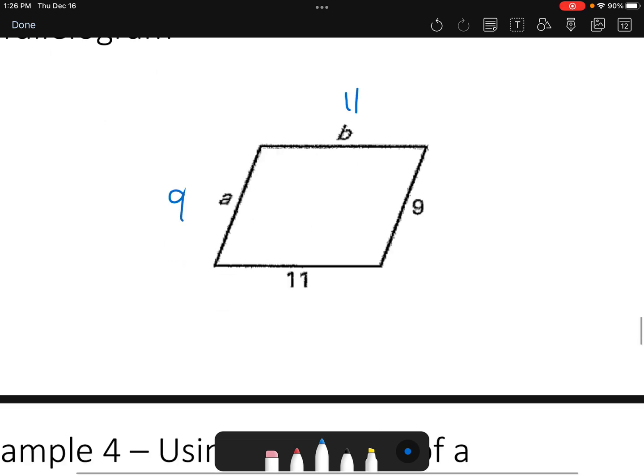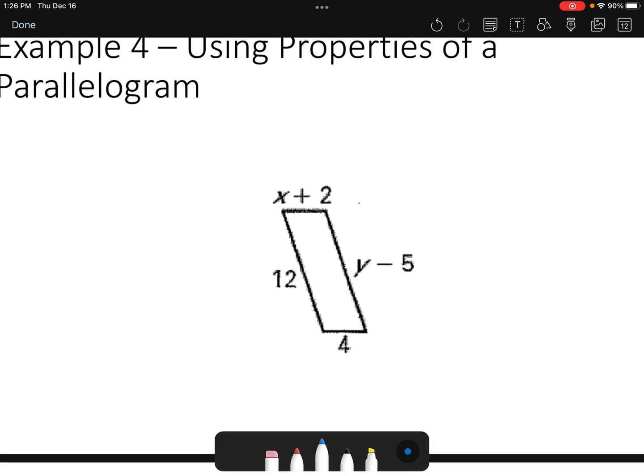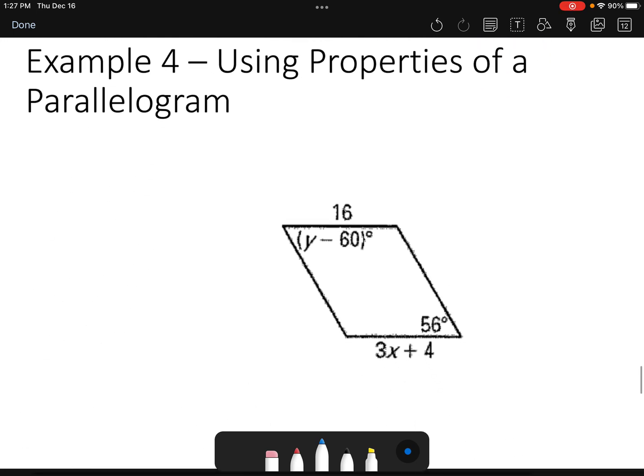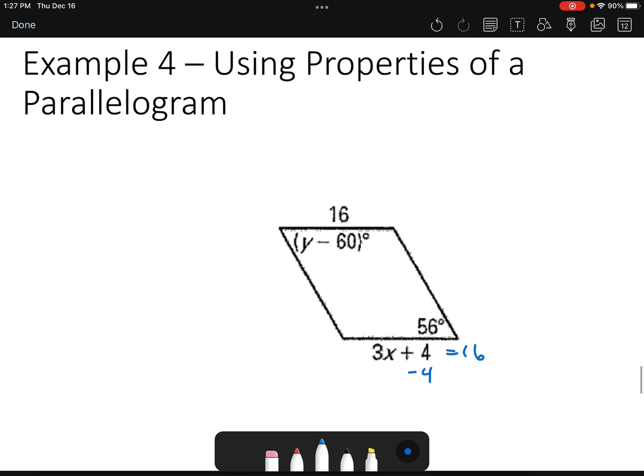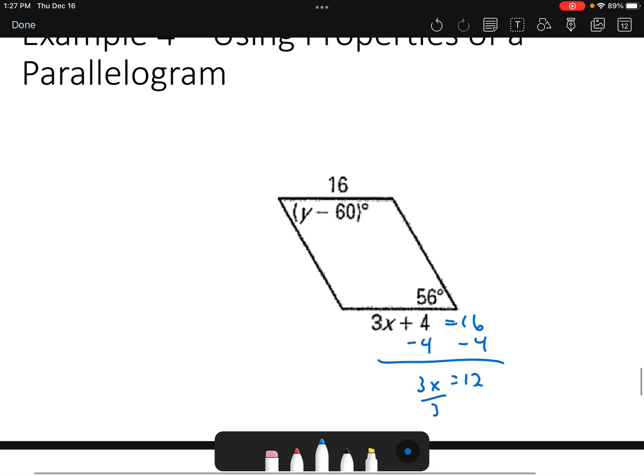If that's a parallelogram, we know A is 9 and B is 11. If that's a parallelogram, we know that y minus 5 is 12. So we add 5. So y is 17. We know x plus 2 is 4. So we subtract 2, so x is 2. We know that 3x plus 4 equals 16, right? Opposite sides. So 3x equals 12. Divide by 3, x is 4.